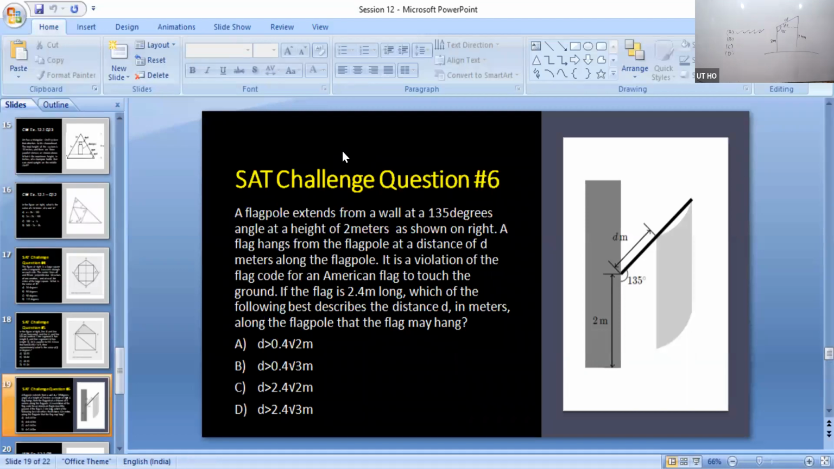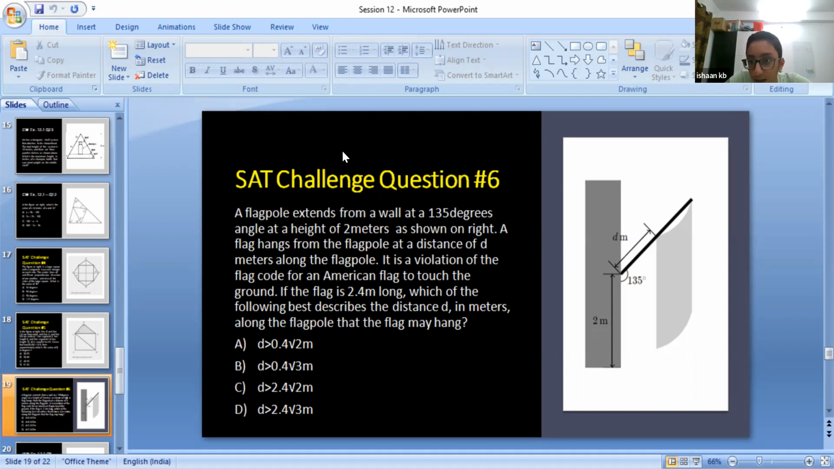ठीक है, कैसे किया आपने? Sir, just 1 minute, I need to switch to your screen. So instead of making the dotted line like that, I connected the top of the flagpole, the top of that 2 meters, to the bottom of 2.4, like that.